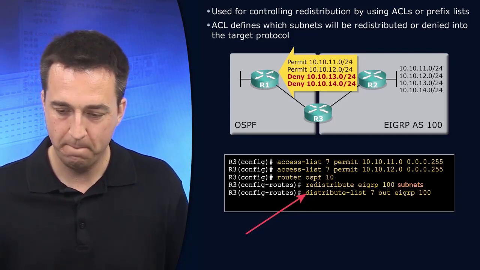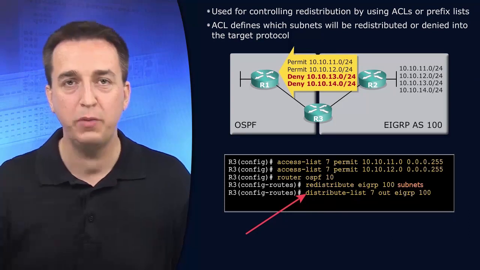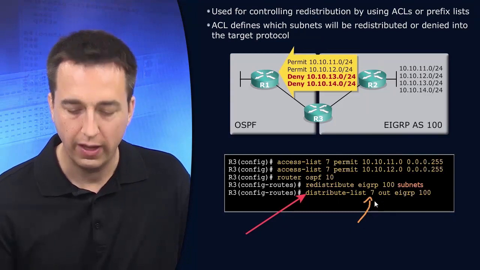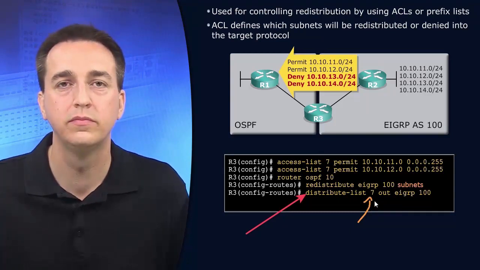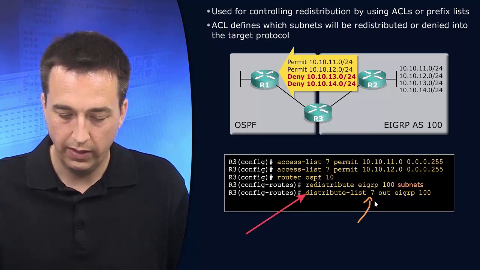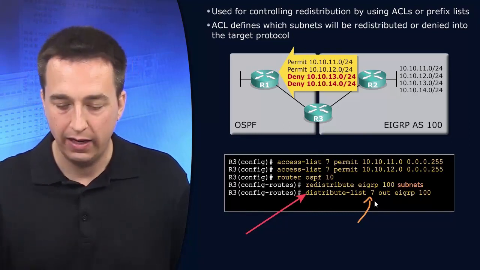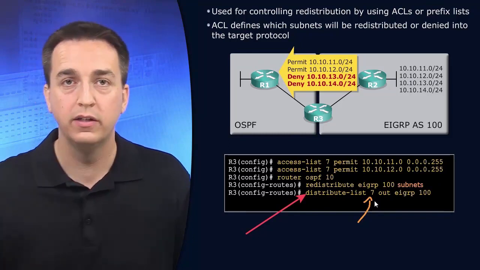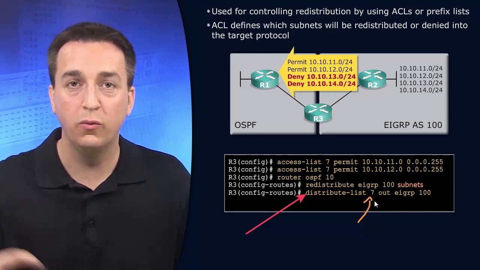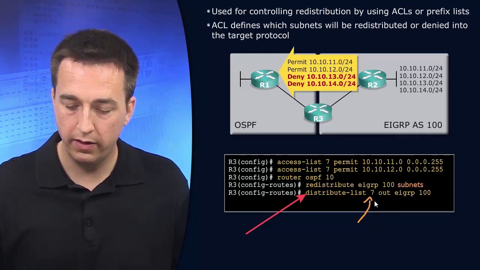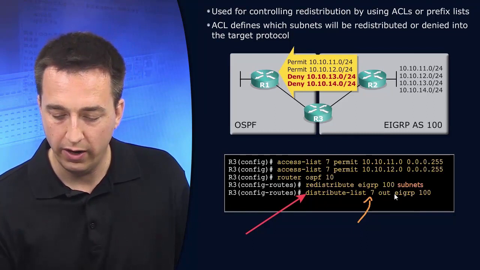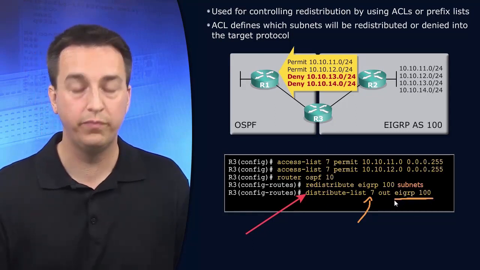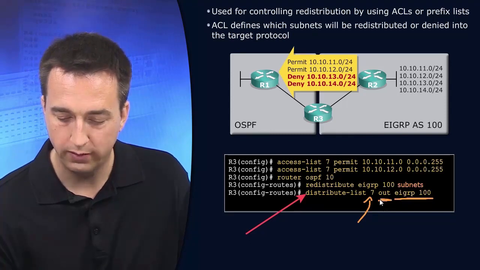And then the distribute list is stating, refer to access control list 7. And access control list 7 is indicating that we will redistribute or we will permit routes within those ranges. And we are attaching it to EIGRP 100. And it's outbound.